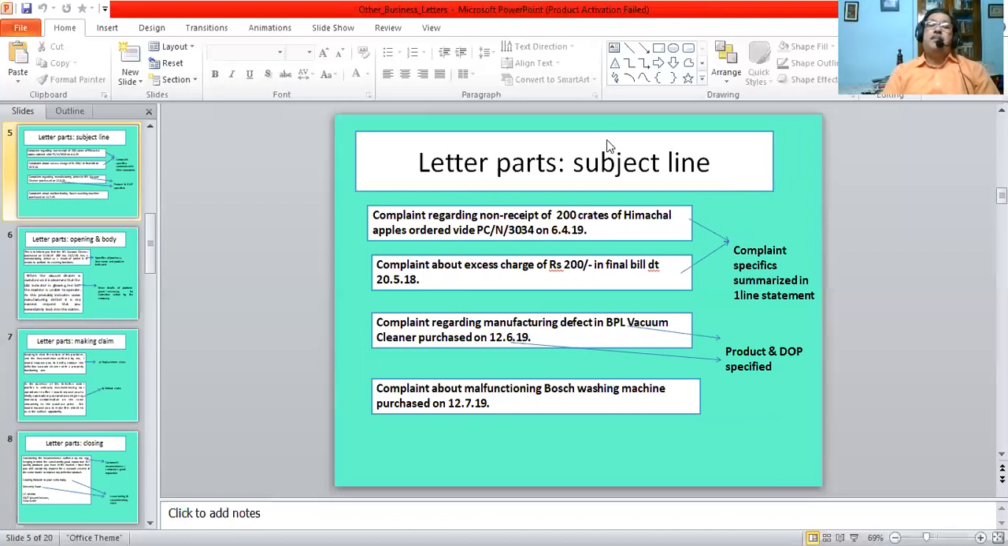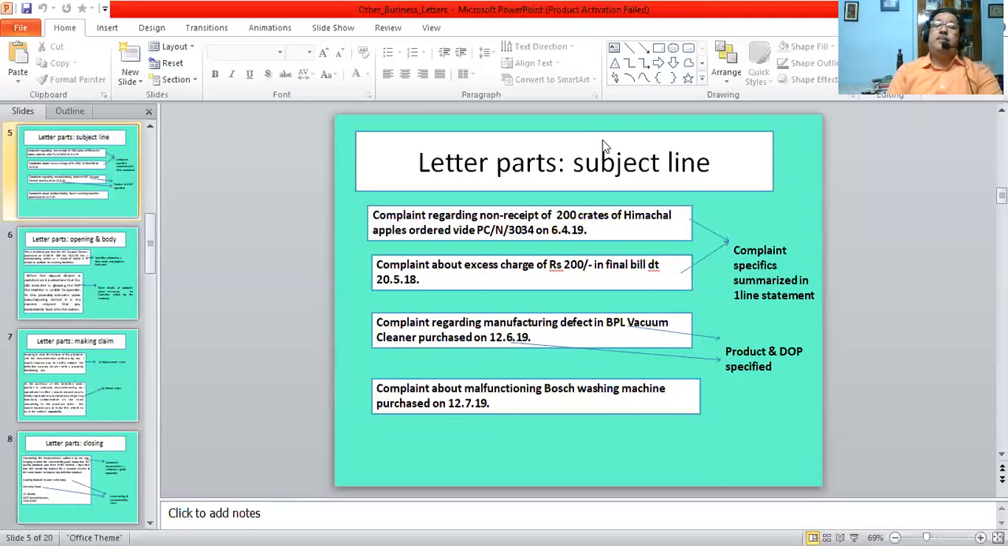Now, these are some sample subject lines of complaint letters. Let us read them to find out how we draft the subject lines. Complaint regarding non-receipt of 200 crates of Himachal apples ordered by PCN 3034 on 6/4/19. Complaint about excess charge of Rs 200 in final bill dated 25/18. Complaint regarding manufacturing defect in BPL vacuum cleaner purchased on 12/6/19. Complaint about malfunctioning Bosch washing machine purchased on 12/7/19.